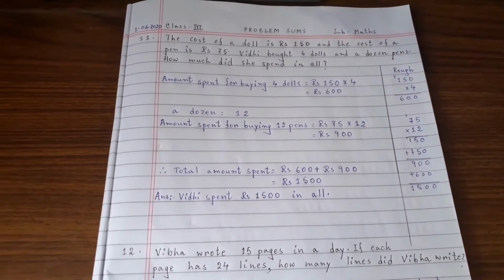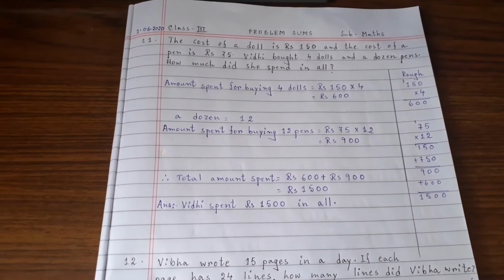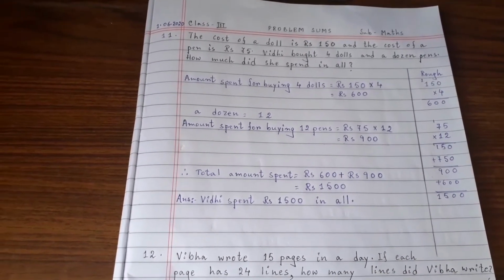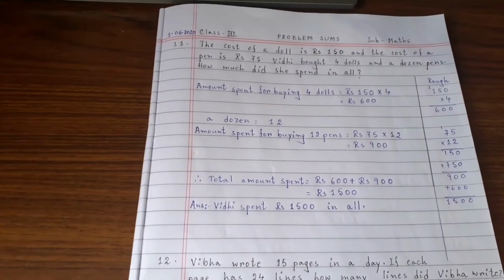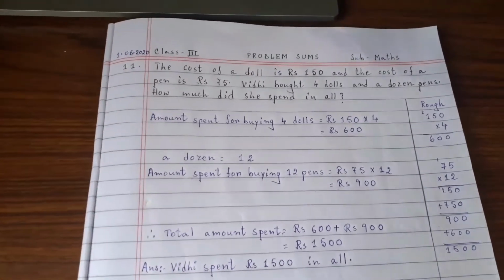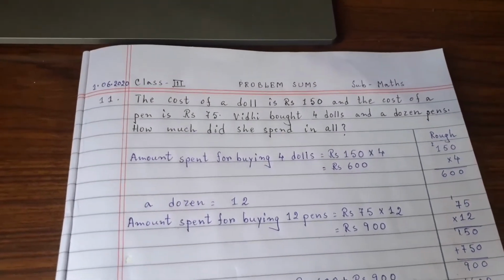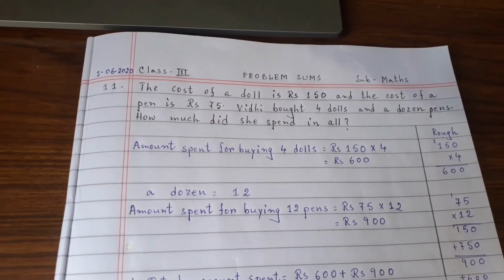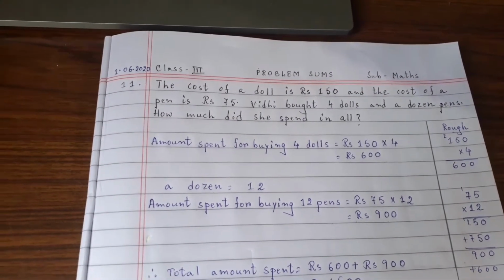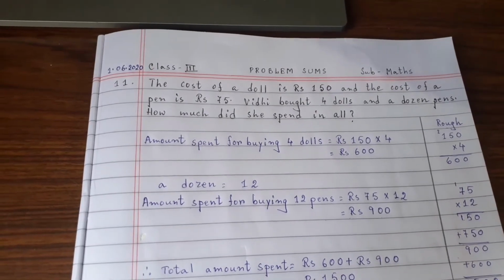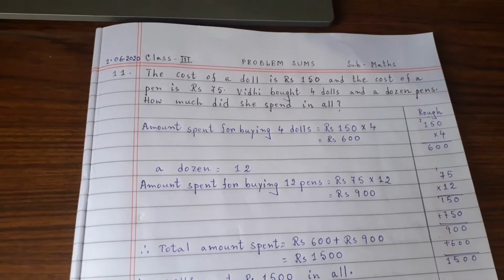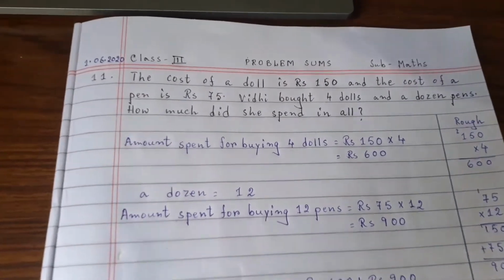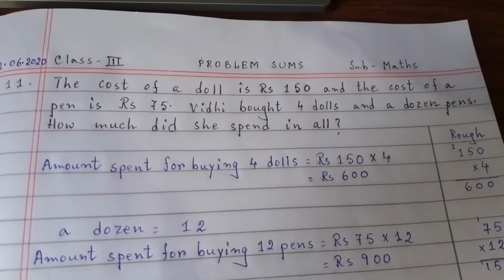Today also we will continue the class with problem sums based on multiplication. Today I am starting with sum number 11. Let me read the sum. The cost of a doll is rupees 150 and the cost of a pen is rupees 75. Bidhi bought 4 dolls and a dozen pens. How much did she spend in all?